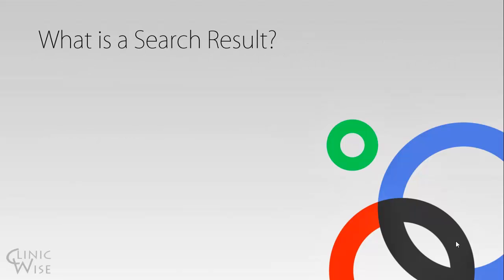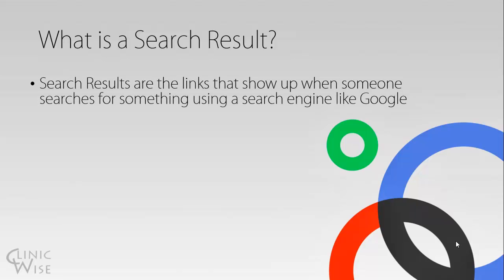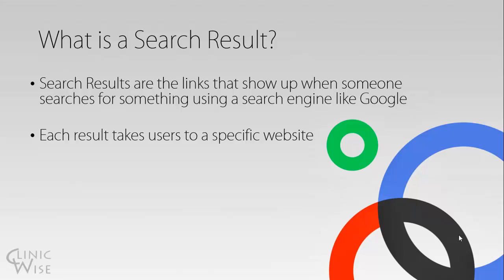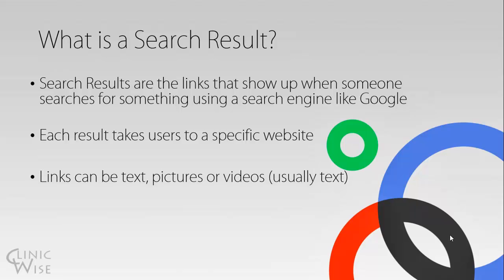The term search results, in the context of online searching, refers to the list of links that show up when a user types a term or phrase into a search engine. Clicking on a search result will take searchers to a specific website or web page, which is identified by the link itself. The most common type of search result is a text link, which is usually blue and underlined. Links can also be images or even videos. However, regardless of the type of link, each search result acts in the same way, taking users to a website.